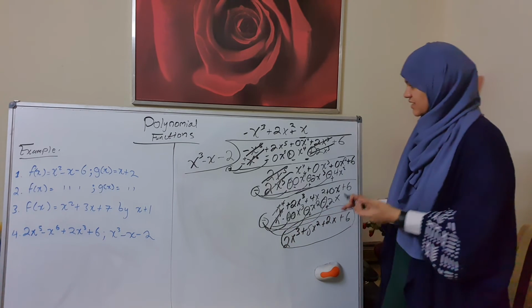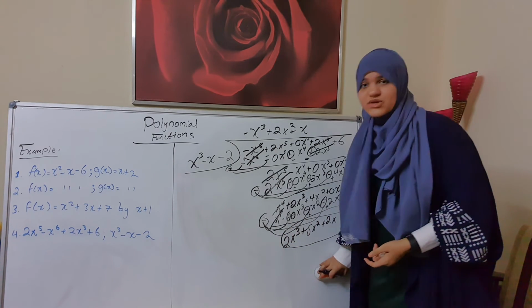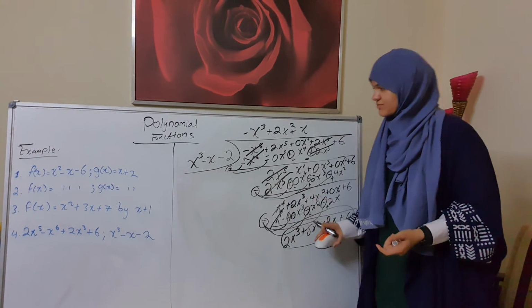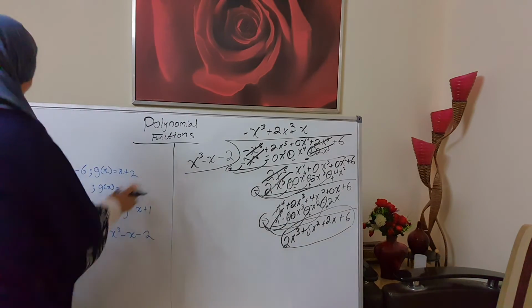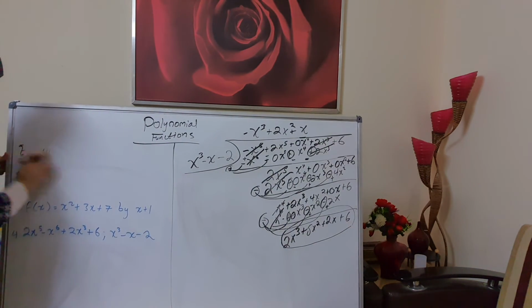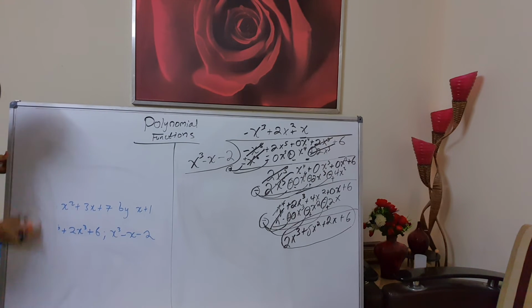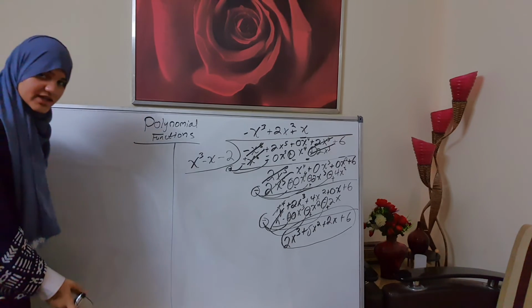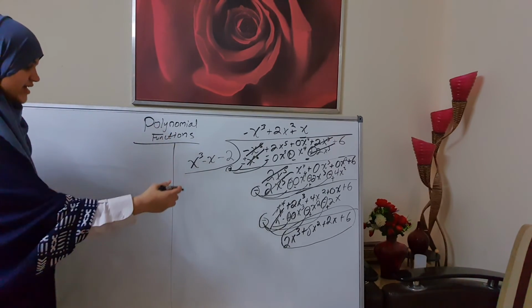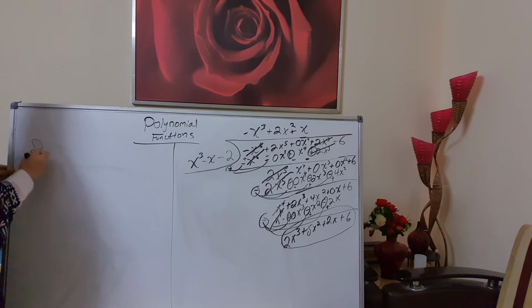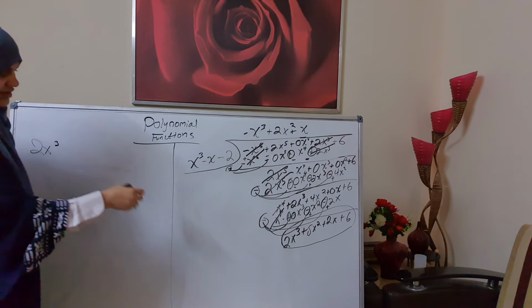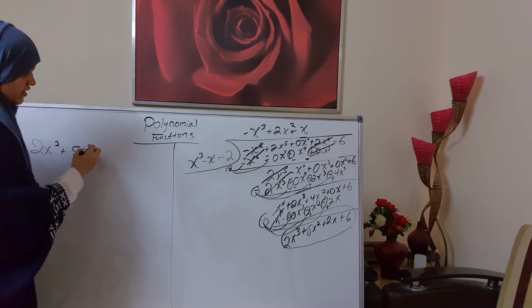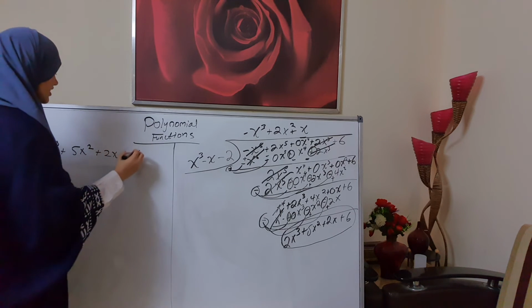Okay, we get the same thing. Now let's do it on the other side. It will be better because I want to continue it. Can you see? Yes, you can see. Here what we get, we have 2x to the power of 3, right? 2x to the power of 3 plus 5x squared plus 2x plus 6.